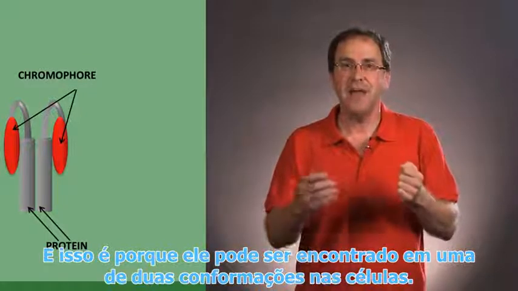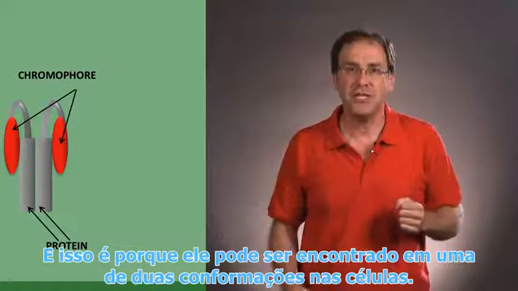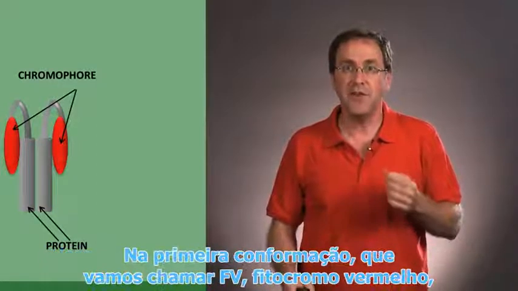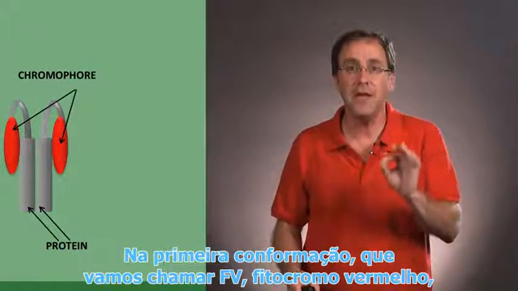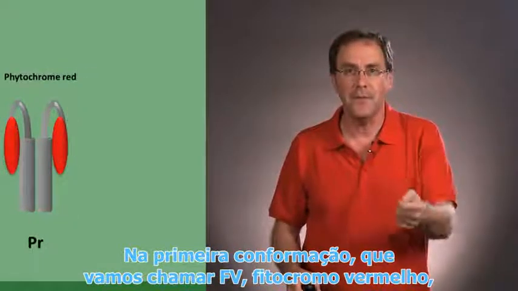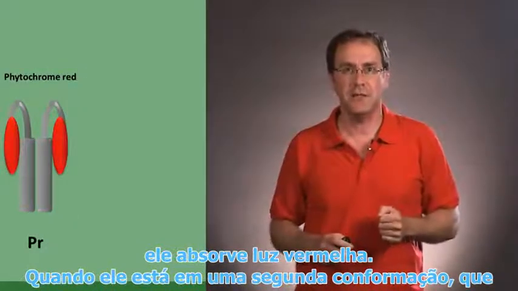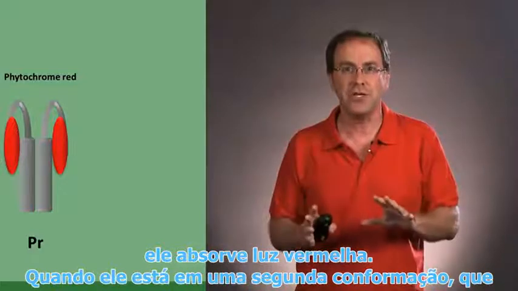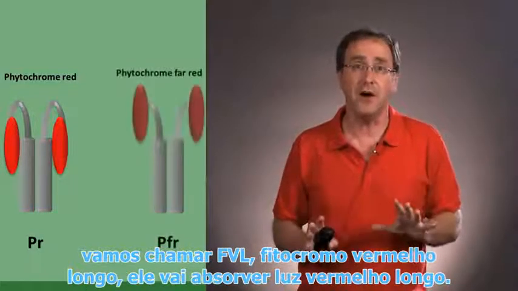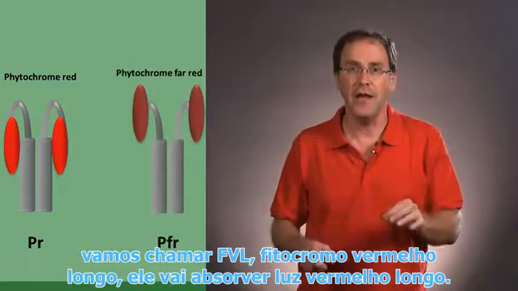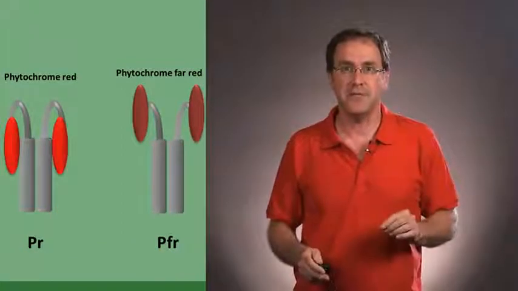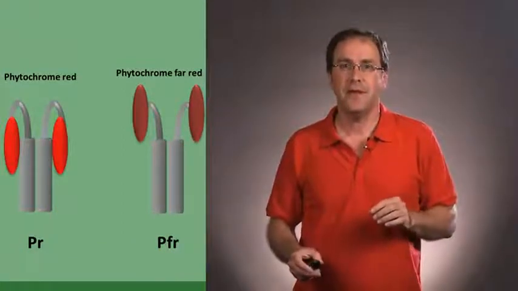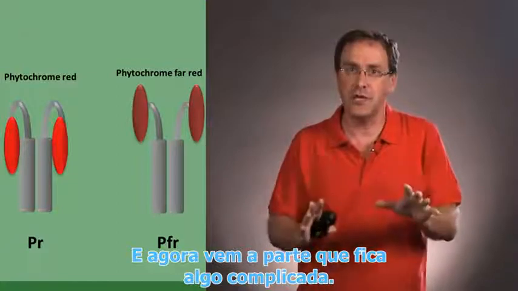Now, phytochrome can absorb either red or far red light. That's because it can be found in one of two conformations in the cells. When it's in the first conformation, which we're going to call PR, phytochrome red, it absorbs red light. When it's in a second conformation, which we're going to call PFR, phytochrome far red, it will absorb far red light.